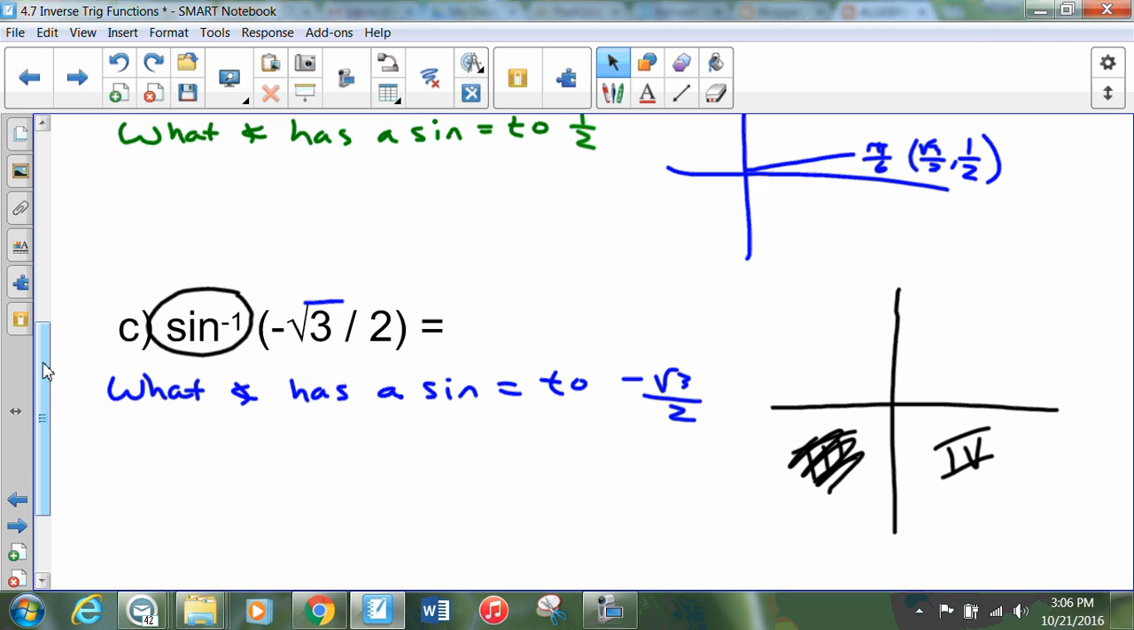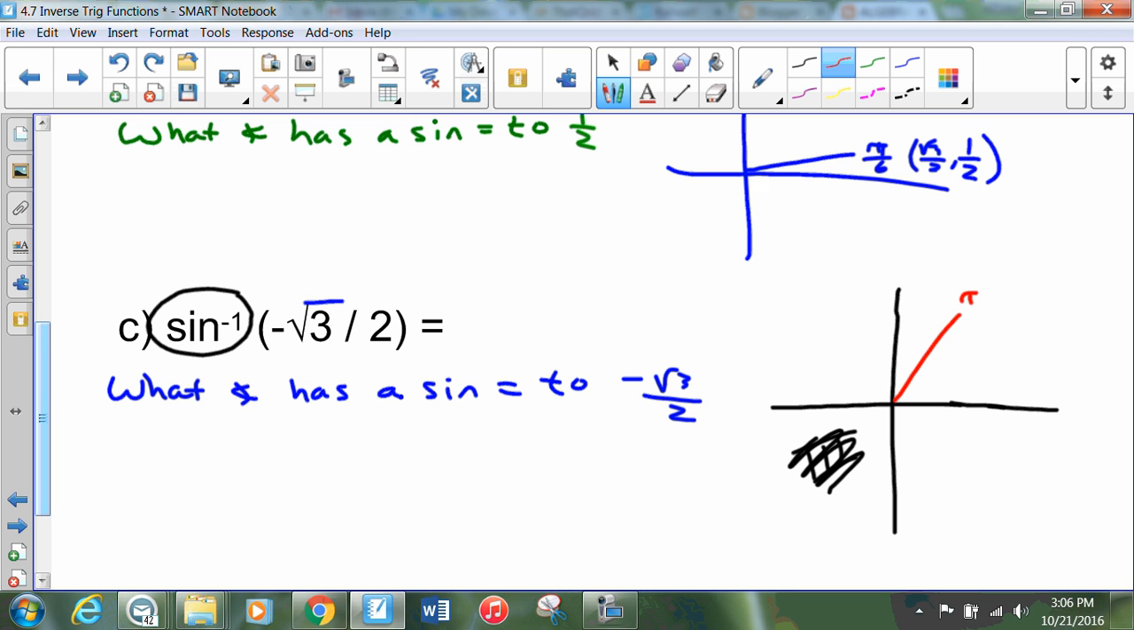So when I look at the fourth quadrant, I have to remember, okay, let's see. I know that sine of, let me switch colors. If I look in the first quadrant and I look at pi over 3, I know the coordinate points are 1/2 and root 3 over 2.